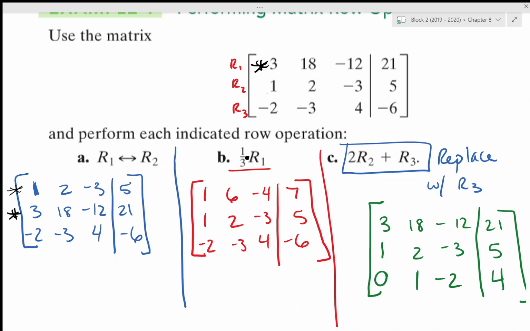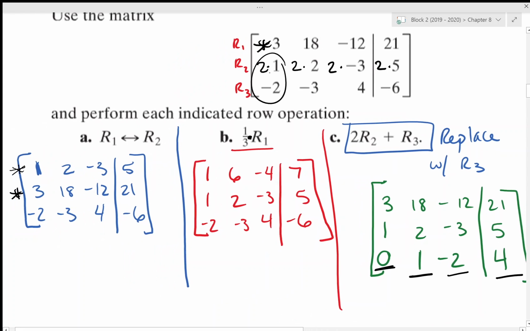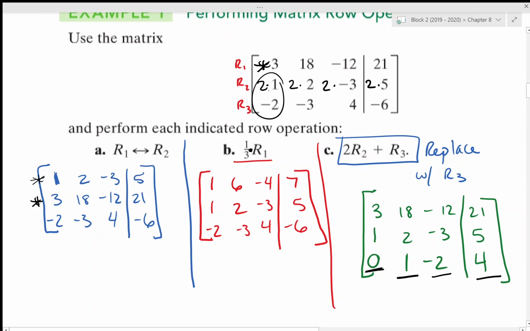Then we can do addition of row 2 and row 3. We can add any 2 rows. But we're going to multiply 2 to row 2, because then it would make this match here, so that when I add them, I get that 0. Then 2 times 2 is 4, plus -3 is 1. 2 times -3 is -6, plus 4 is -2, and 2 times 5 is 10, plus -6 is 4. So these are the 3 different operations that we're going to do in order to take our system from the original matrix to that row echelon form.